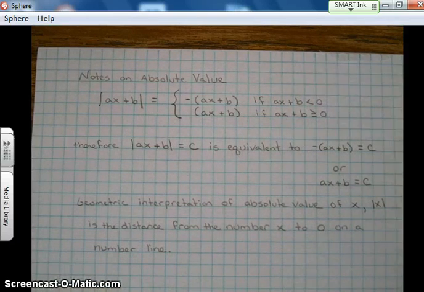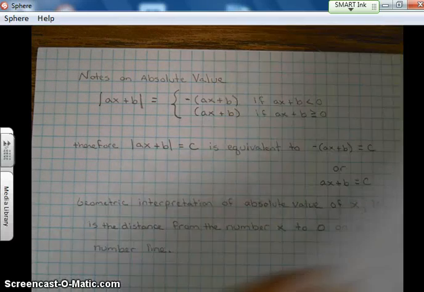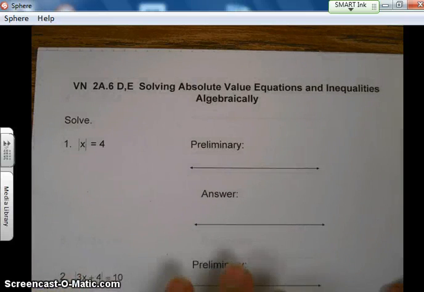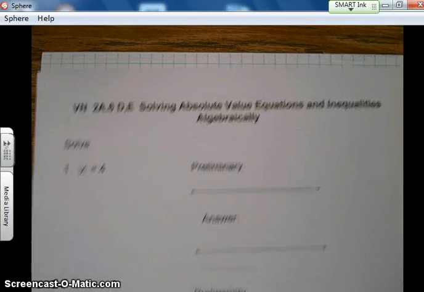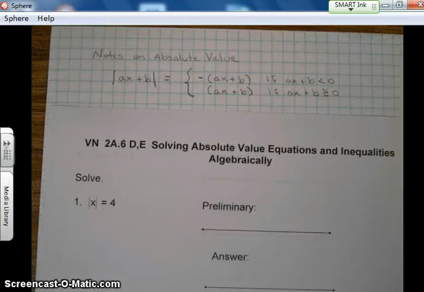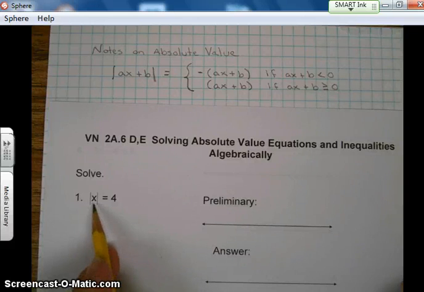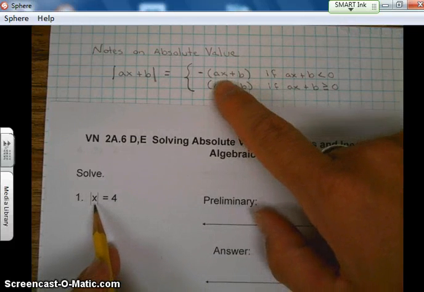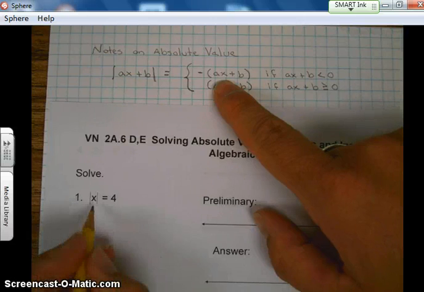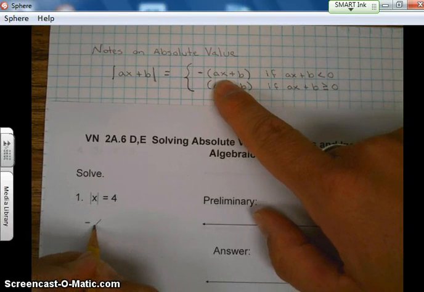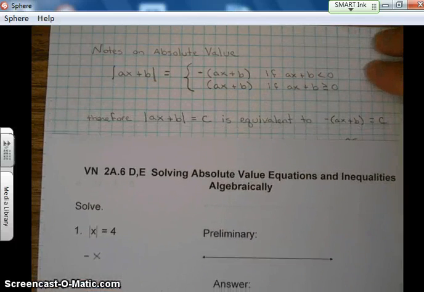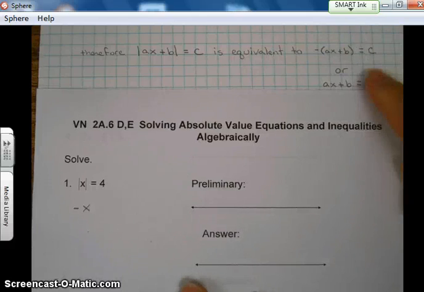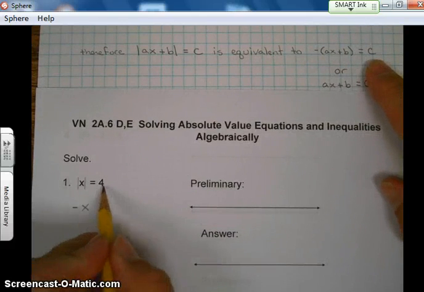So let's take a look at an example. If you'll have your video notes handy, remember you can pause these video notes at any time if I go too fast. So, based on our definition of absolute value, the first thing we would do here is the negative of the expression. So we would have negative x, and we would set that equal to our value, which in this case is 4.